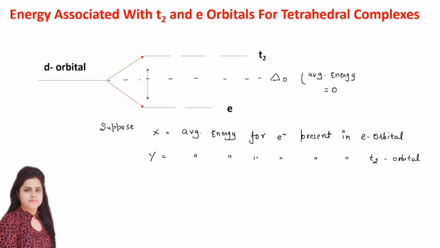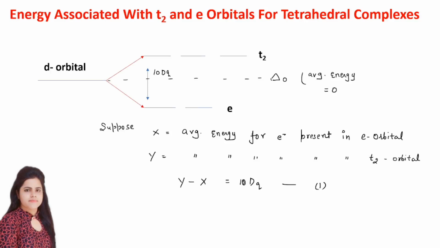One more thing is that this energy difference is called CFSE and its value is 10 dQ, right? So if I take the difference of the energy, then this difference will be 10 dQ. T2 is at the high energy level. So if I write Y minus X is equal to 10 dQ, then it will be my first equation. This is the energy for T2, Y, and X for E. So this difference is equal to 10 dQ.